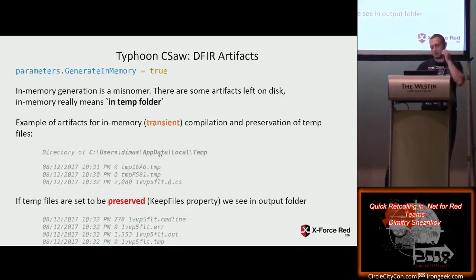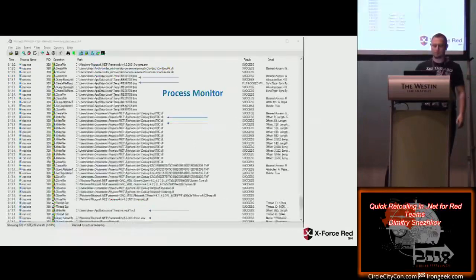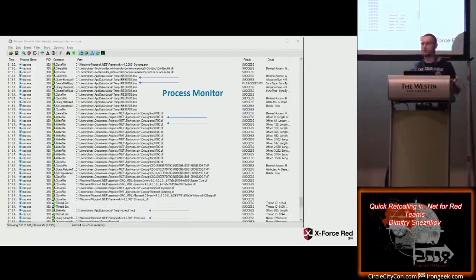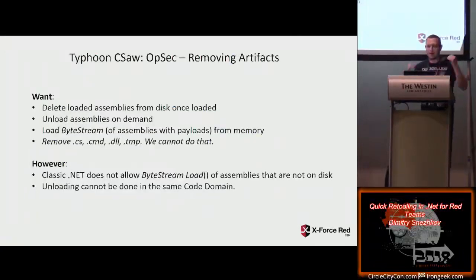And so don't be fooled by generate in memory, right? So we have to be able to solve that. And also, if we look at Process Monitor, you see all these intermediary smaller DLLs that are being compiled in when you do csc.exe. You've got your code, you've got a pretty large footprint, even though you're not invoking CSC directly.